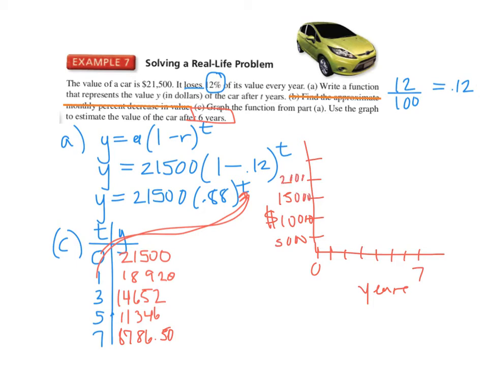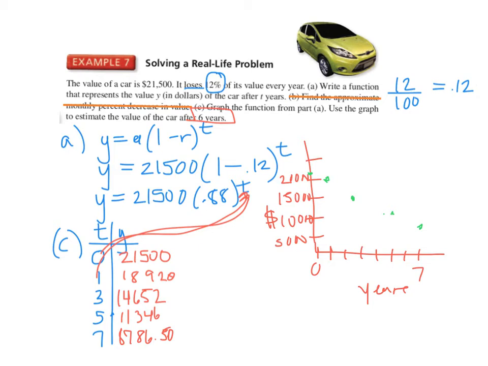All right, and then you're just going to go ahead and plot your points. I'll use a different color for that. So for 0, 21,000, I'm going to approximate is right there. 18,900 for 1. And then for 3, 14,000, so just below 15,000 there. For 5, I've got to count them, I didn't label very nicely here. I get 11,000. Then for 7, I get a little over 8,000, or closer to 9,000.